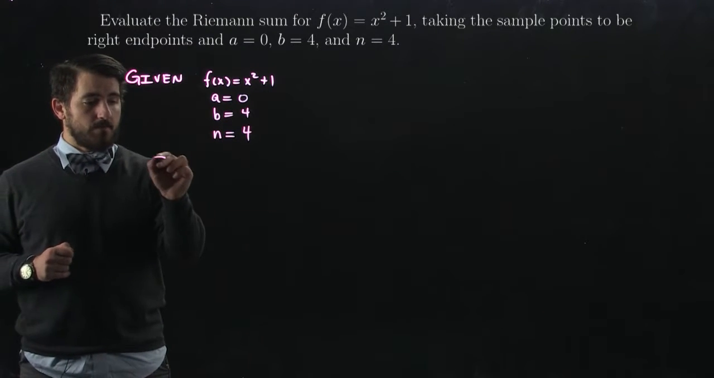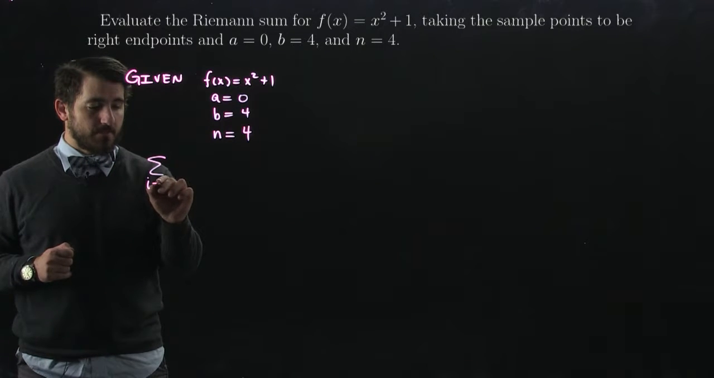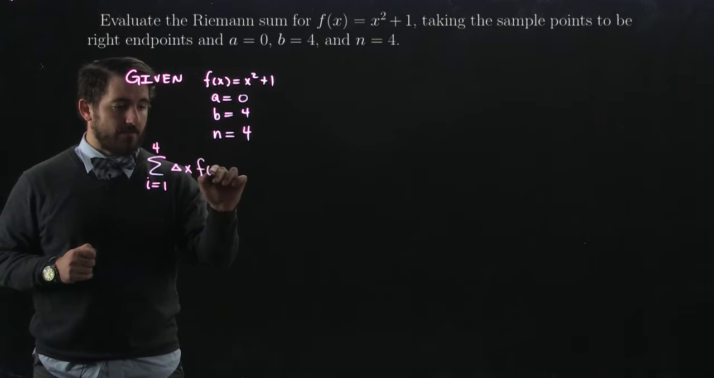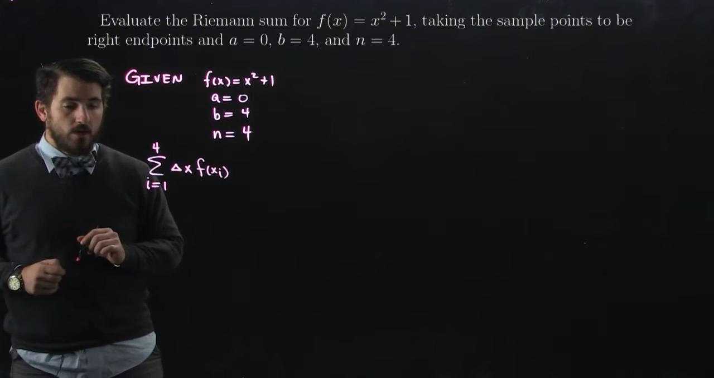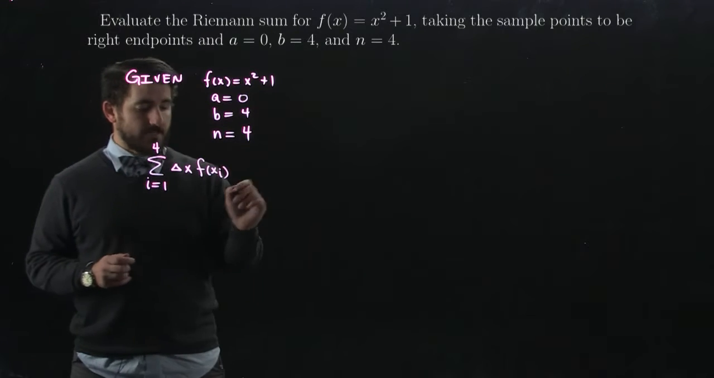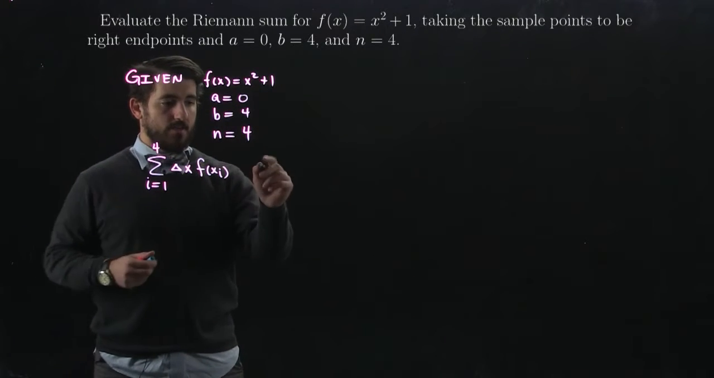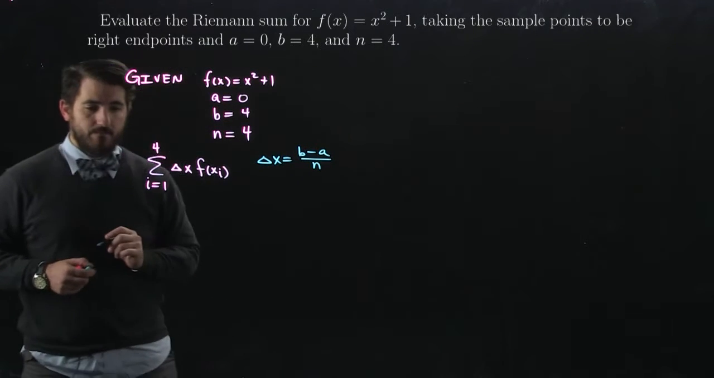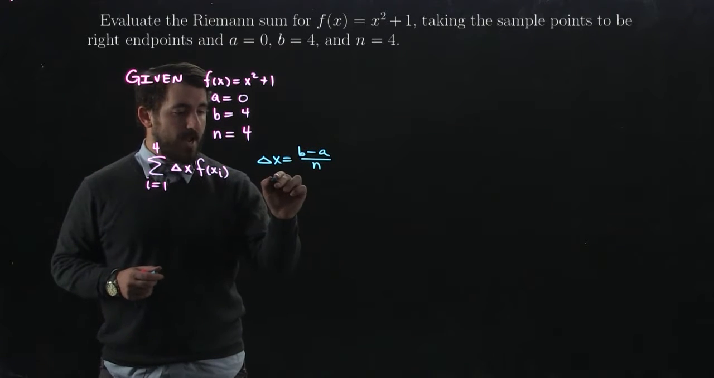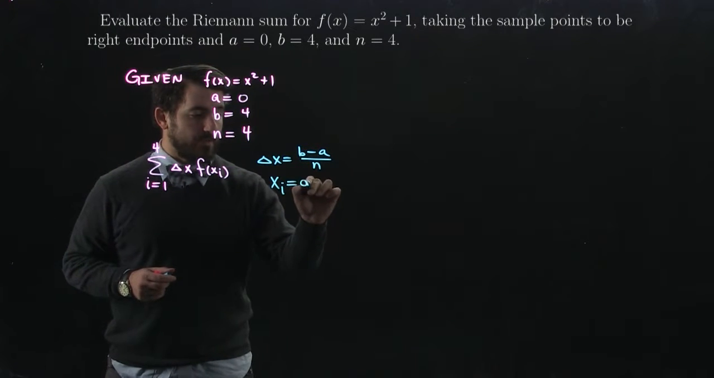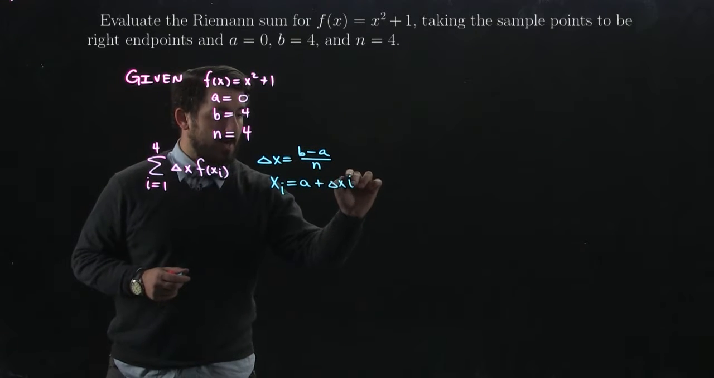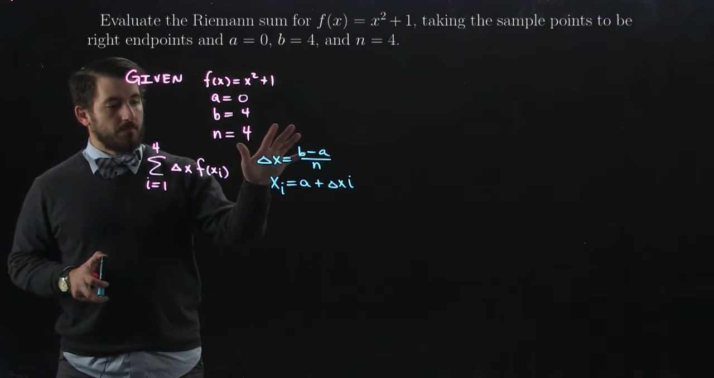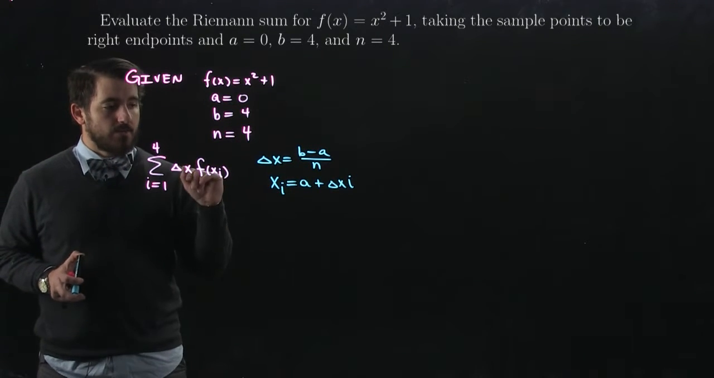Now the Riemann sum is the capital sigma, i equals 1 to 4, of delta x times f of x_i. First of all, delta x is defined as b minus a over n. And since we are using right endpoints, x_i is going to be a plus delta x times i. So what we want to do is find each one of these values, and we will then be able to find this Riemann sum.